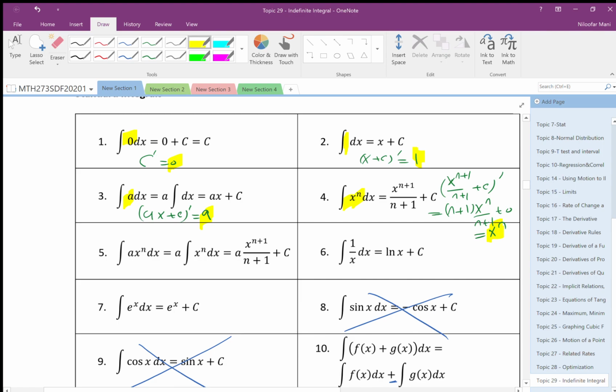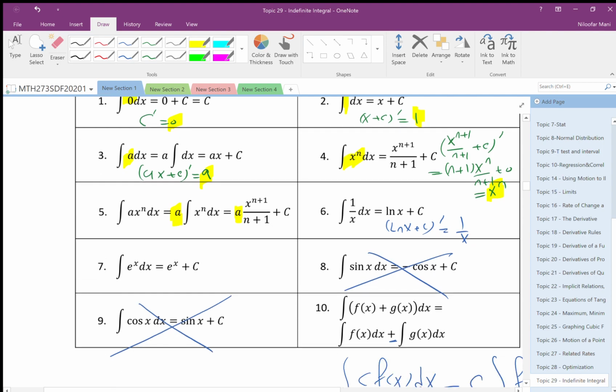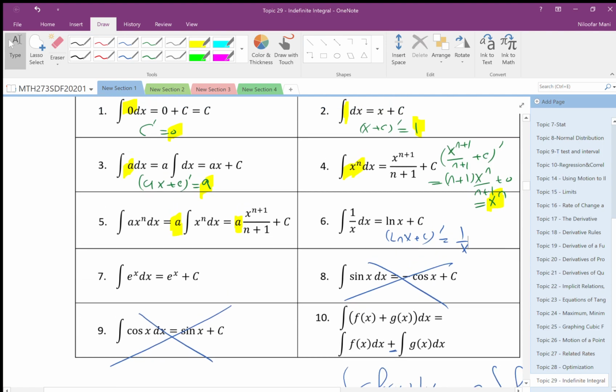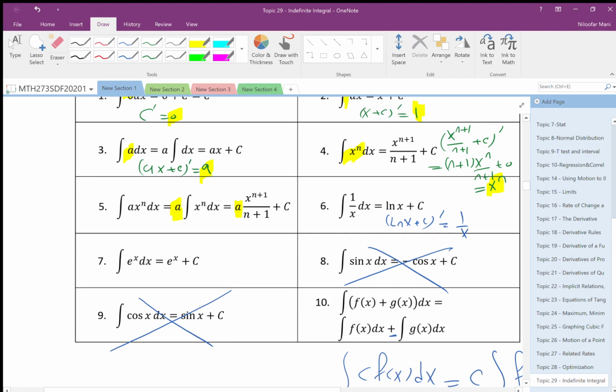Okay? How about if I have a number beside? The same as in the derivative, where I carry that number over, now I have to carry it here as well. How about ln? I know the derivative of ln is 1 over x. Okay? So now the integral of 1 over x is that. How about e? For e, the same as before, integral, antiderivative and derivative are the same. Sine and cosine we didn't cover, so I have to remove them.